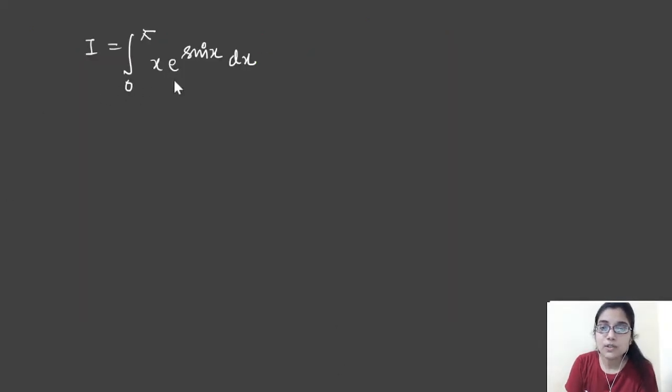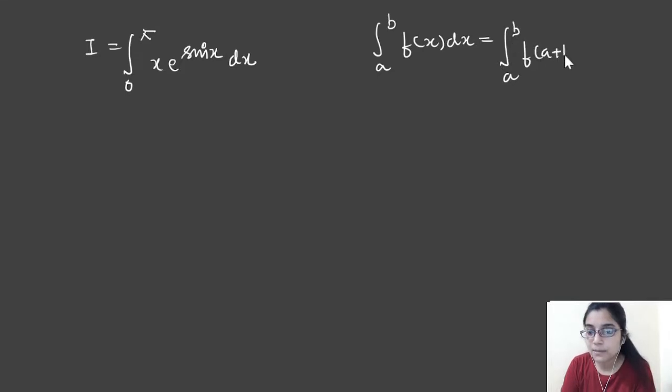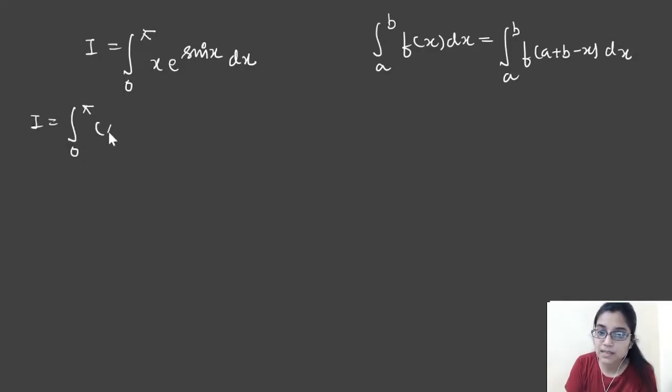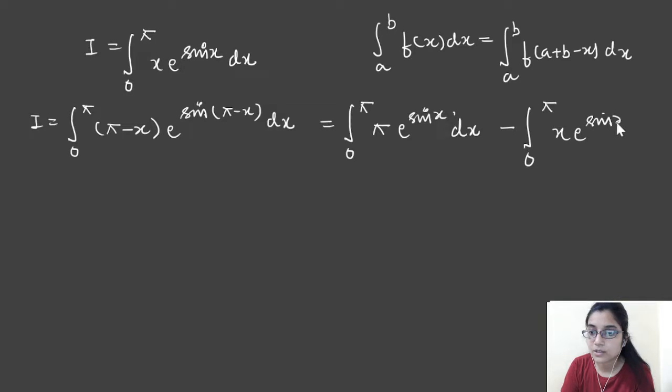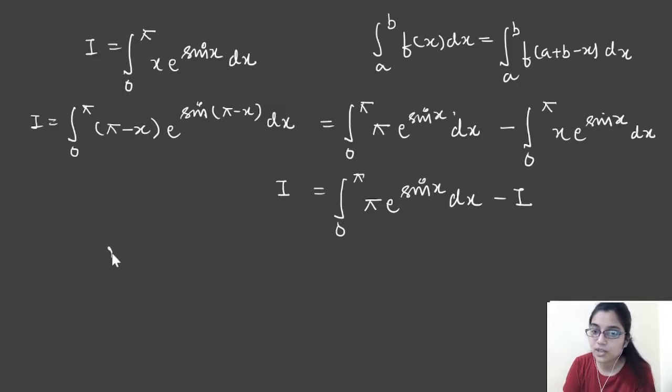All of you might know the property that the integral from a to b of f of x dx equals the integral from a to b of f of a plus b minus x dx. You might have studied it in class 11th or 12th when you were taught definite integrals and their basic properties. We apply it here, so a plus b minus x is 0 plus pi minus x. Sin of pi minus x is just sin x. So I equals pi times the integral from 0 to pi of e raised to the power sin x dx, minus the integral from 0 to pi of x e raised to the power sin x dx, which is I only. Shifting it across, we get 2I.